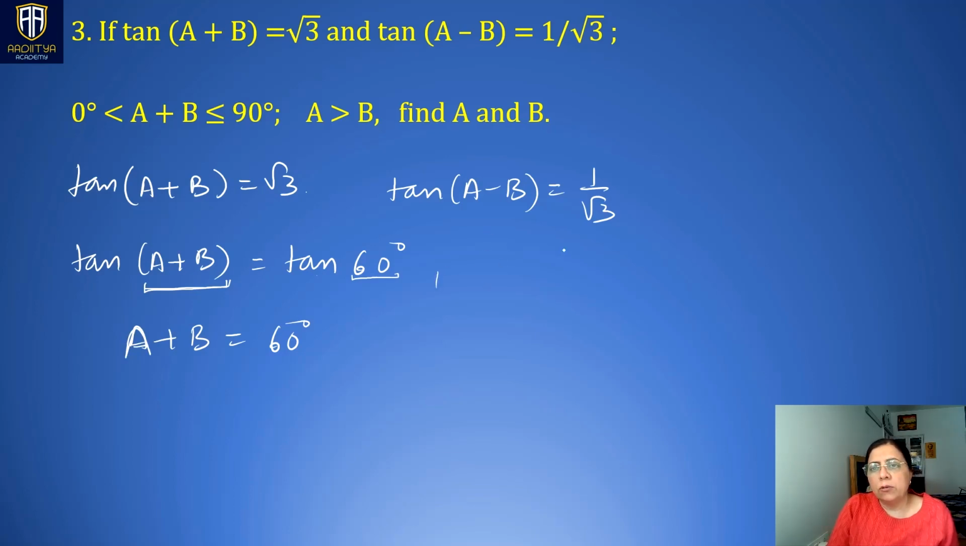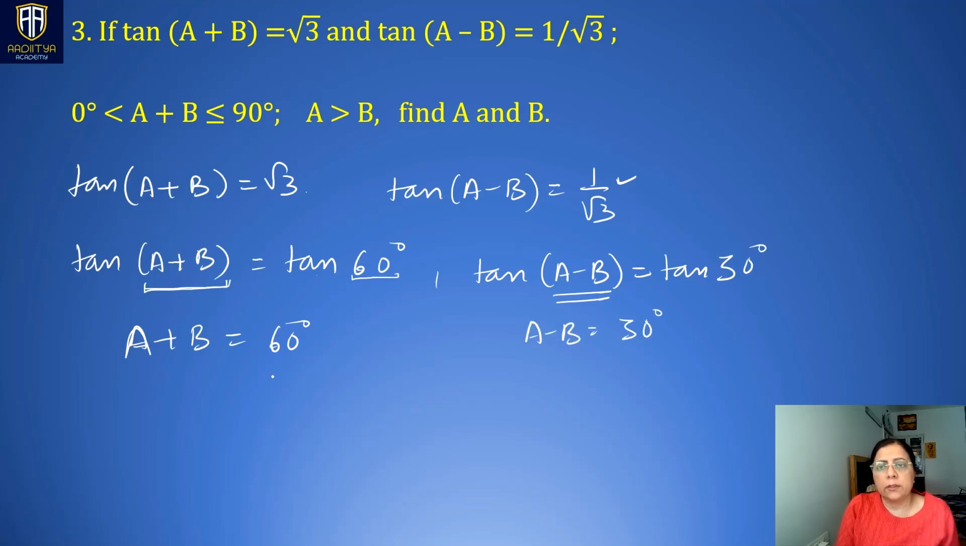Similarly, if tan of A minus B is 1 upon root 3, that means tan of A minus B is equal to tan of which angle? Which angle's tangent is equal to 1 by root 3? It is 30 degrees. That means the angle A minus B is equal to 30 degrees. Now from this we can solve these two equations, right?